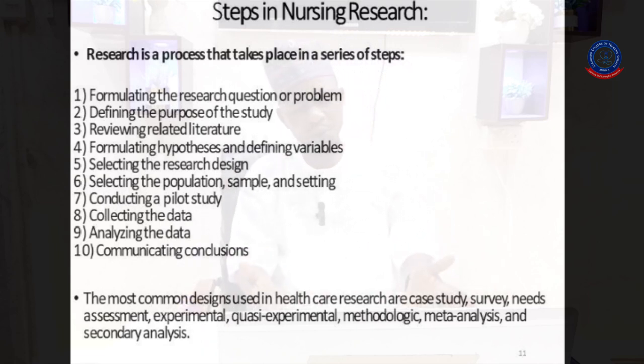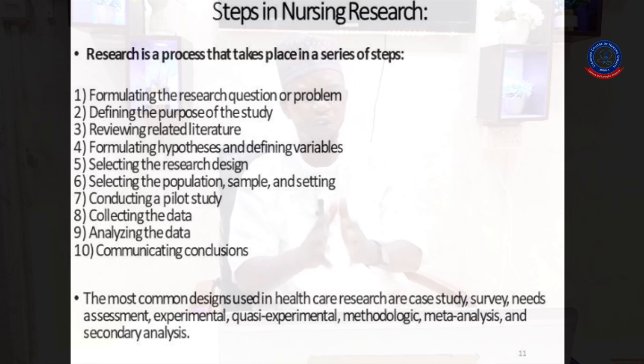Then you formulate hypotheses and define the variables. What are the variables in your research? You have to define them. Then hypothesis is simply like an assumption. You have to take some decision to assume that, okay, this is how this is supposed to be, and this is how this is supposed to be. In the course of our lecture, we'll discuss what is hypothesis. Then we'll try to know it.